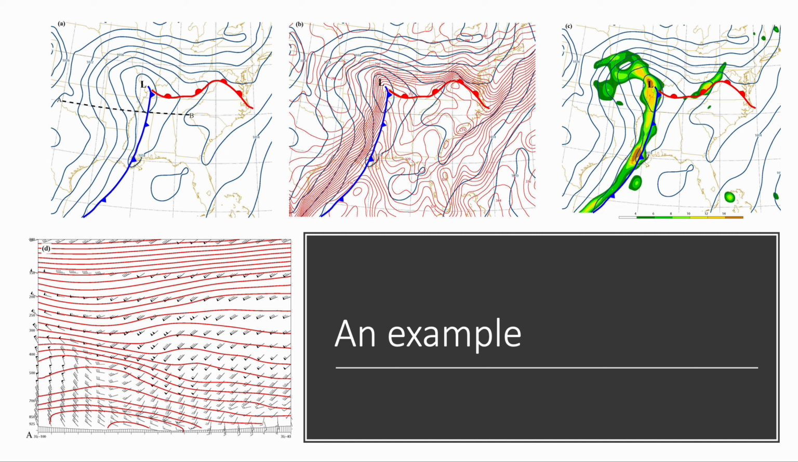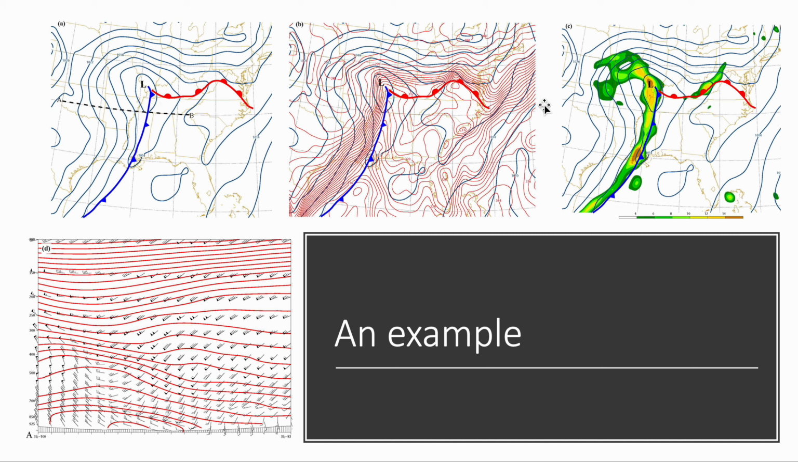What do fronts look like? This is an analysis of a front from November 17, 2009, and this plot on the top left is showing sea level pressure with some subjective frontal analysis. The blue line with these triangles is a cold front, and the red line with these semicircle features is a warm front.